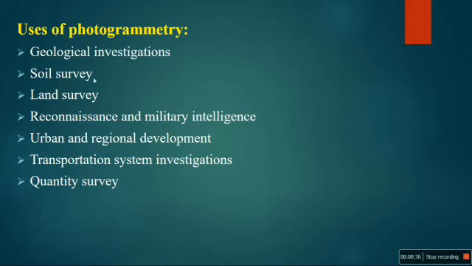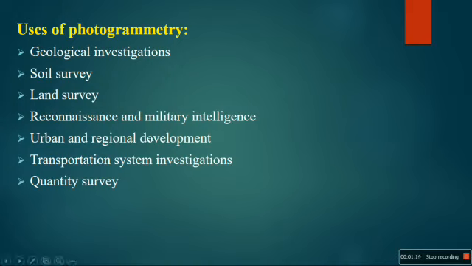Second one is soil survey. Here also it is the same, for investigation of the soil with respect to the area. In this, we are not conducting any tests on the soil, like properties of the soil, such as moisture content and CBR test. Here, just by observing the color of the soil in a photograph, we can classify what soils are present in the considered area.